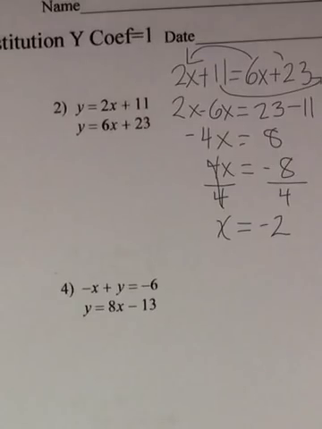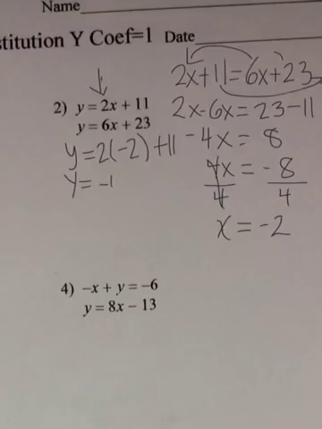X equals negative 2. Okay, after this, remember, you have to plug it back in. It doesn't matter which one you plug it into, but always choose the one where the coefficient of x, this number right here, is the smallest. So in the first equation it is the smallest. So I'll do y equals 2 times negative 2 plus 11. That's y equals negative 4 plus 11, and that's 7. So my solution is negative 2, 7.